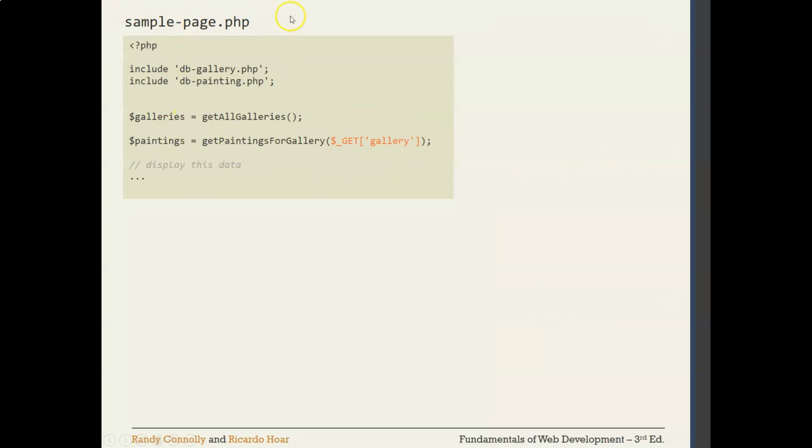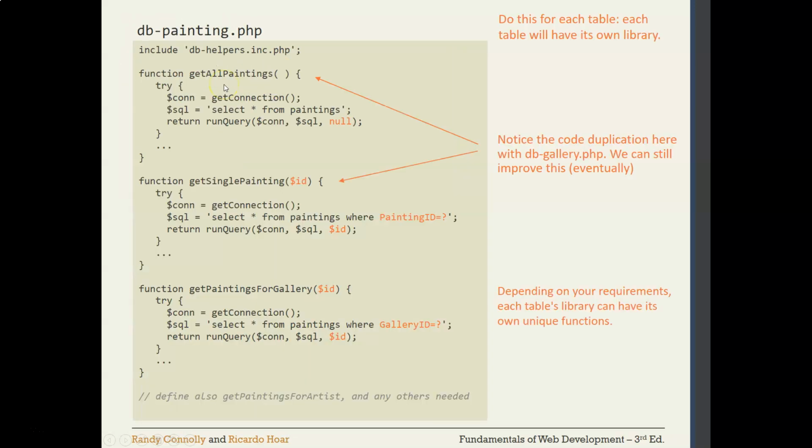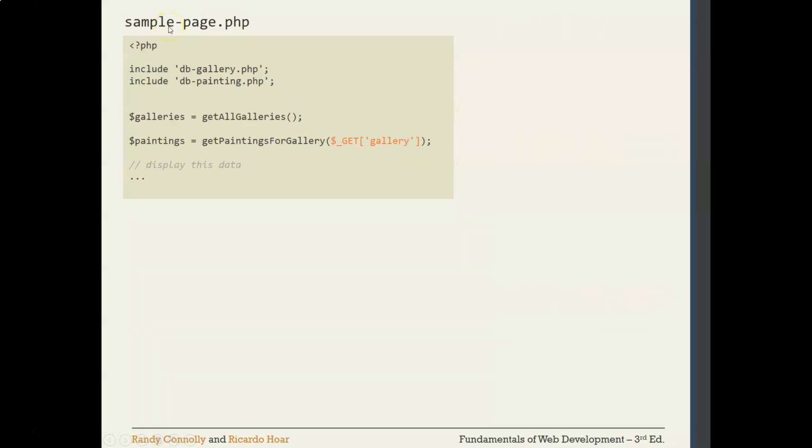Then our sample page, look at this. This is much easier. Now we just include the ones that we've been creating, and then use them. Get all galleries, get paintings for a gallery based on user input, and then we can do stuff with these results. So galleries and paintings are result sets.